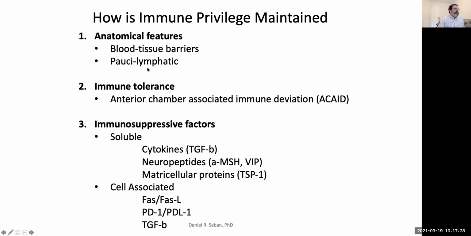And if you remember, we went over these 3 facets of immune privilege. There are anatomical features such as blood tissue barriers. We didn't talk about too much, but we did talk about pauci-lymphatic nature of the tissues. And we also talked about APCs. This is a form of immune tolerance. And then finally, we talked about immunosuppressive factors at the local level. So we're going to be examining these 3 points to a certain extent now in the context of antigen presenting cells, and we're going to focus on the cornea.